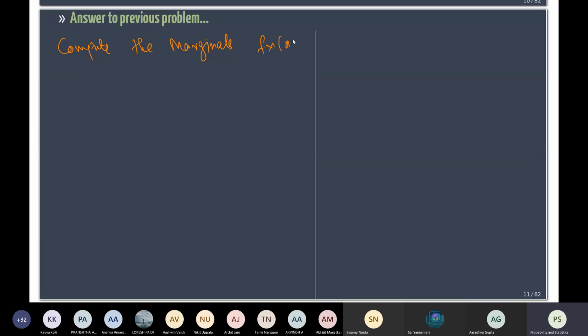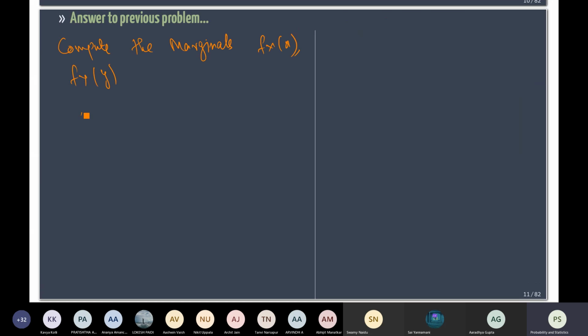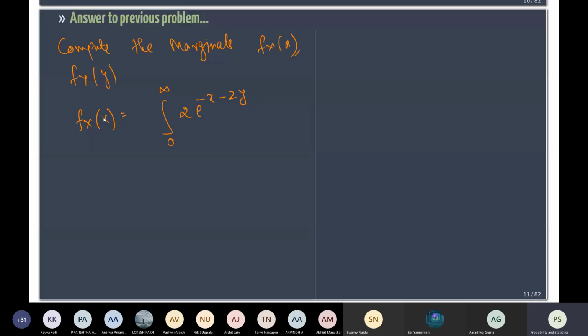In this case, we have to find fX(x) and fY(y). The joint is 2e to the minus x minus 2y, right? So the marginal fX(x) is obtained by integrating over y, where the y lower bound is 0 to infinity, of 2e to the minus x minus 2y. Since we are computing the marginal with respect to x, we are integrating with respect to y.